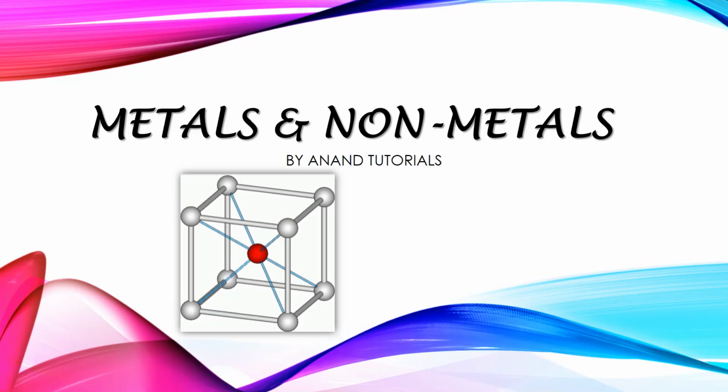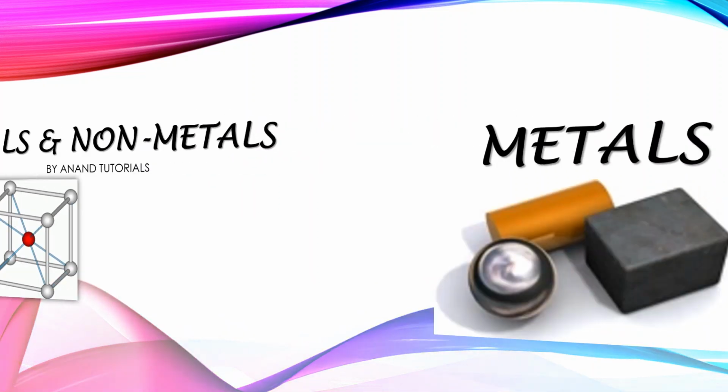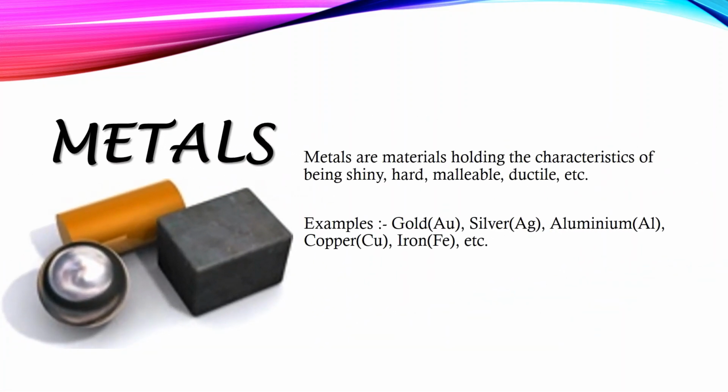Metals and nonmetals. First of all, what are metals? Metals are materials holding the characteristics of being shiny, hard, malleable, ductile, etc. Examples: gold, silver, aluminium, copper, iron, etc.